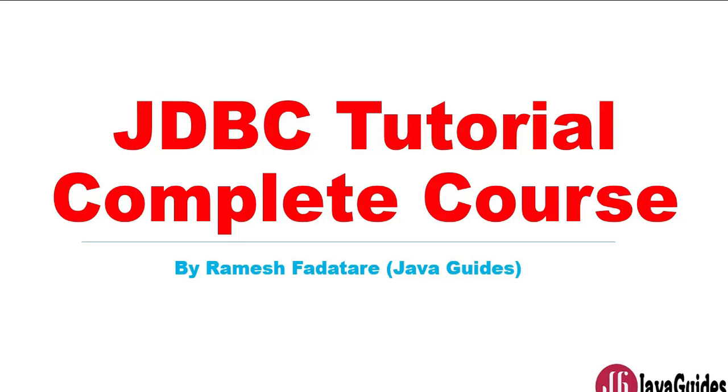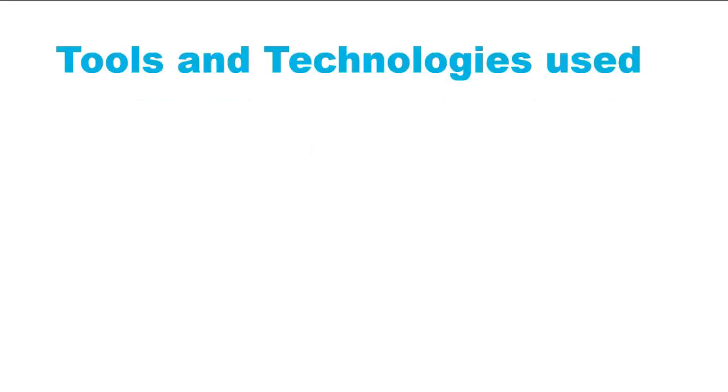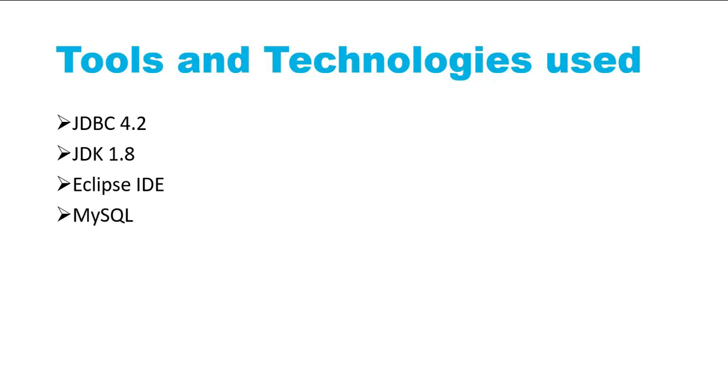So before getting started, let's have a look at the tools and technologies that we will be using throughout this JDBC tutorial course. All right. So we'll use the latest JDBC release, which is 4.2, and we'll utilize a few of the features present in JDBC 4.2. We will use JDK 1.8 or later in order to develop the Java programs, we use Eclipse IDE to develop JDBC examples, and we use MySQL database to store the data. Alright, so these are the tools and technologies we'll be using.